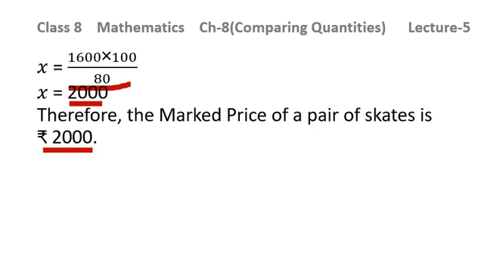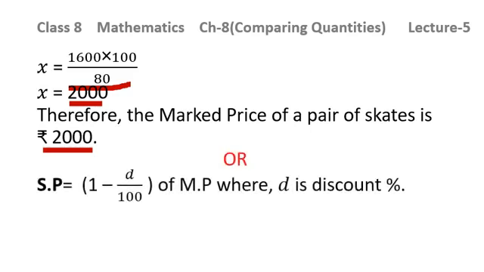And children, you can use one formula. I told you, if discount is given in percentage and MP is unknown, and SP is also given to us, then you can use this formula. SP is given to us, that is 1600, equals 1 minus D, where D here is the discount percentage, which is given to us as 20 over 100, into MP. You can take X or let it be MP only. Then you can solve this way also. You will surely get the same result. So I hope you will be able to do these questions.